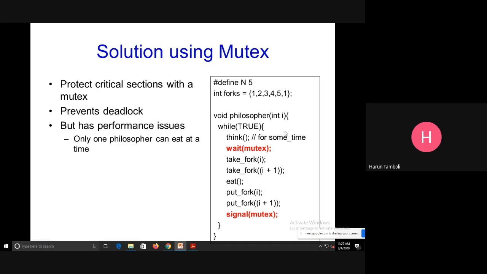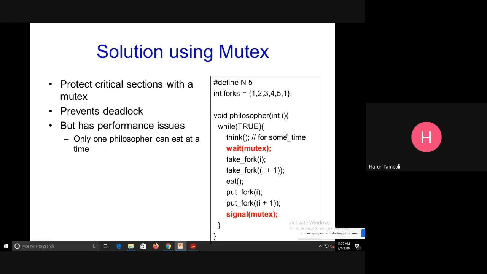Now you can also provide the solution by using the mutex. What you can do, one mutex variable you can use and perform the wait operation before taking the chopstick. Before taking the chopstick, perform the wait operation, and after eating and putting the chopstick down, it will perform the signal again, so others can take the chopstick.